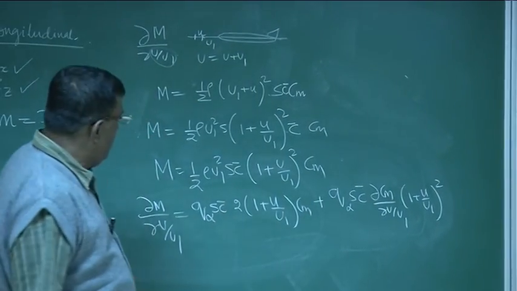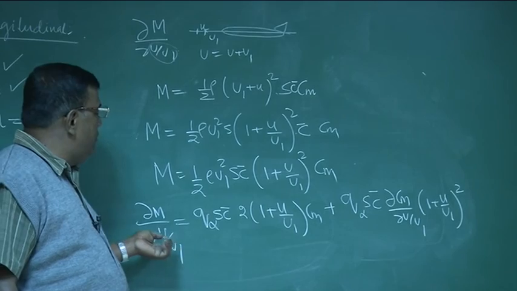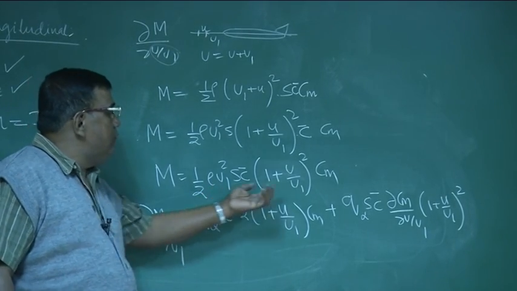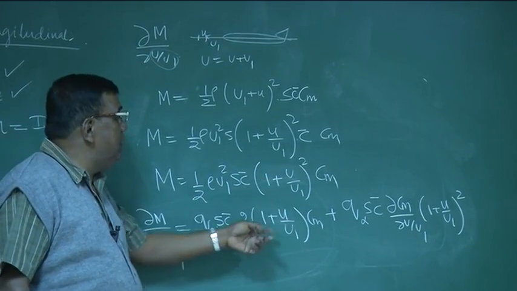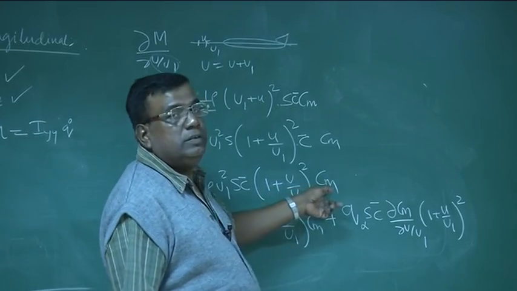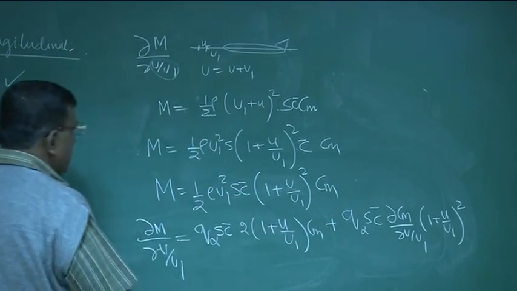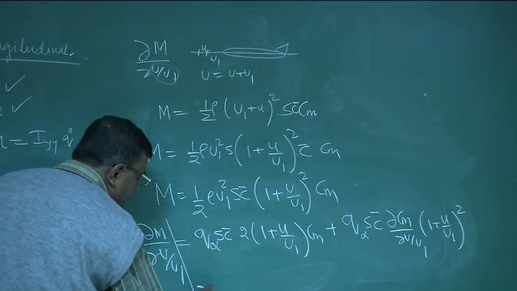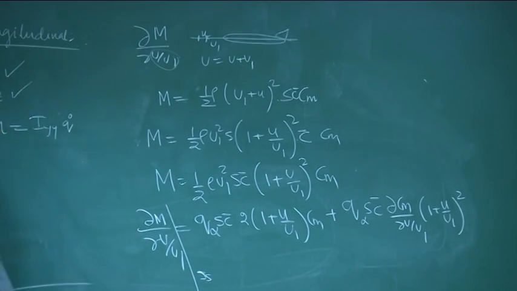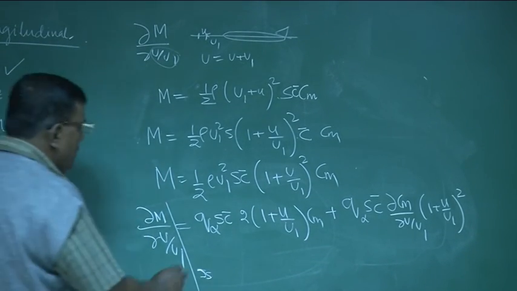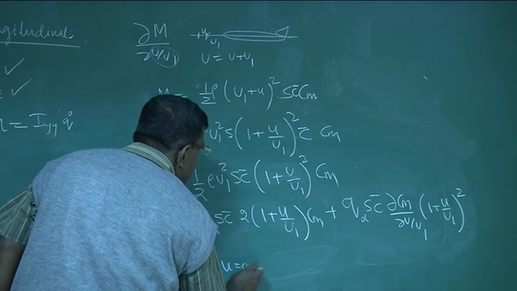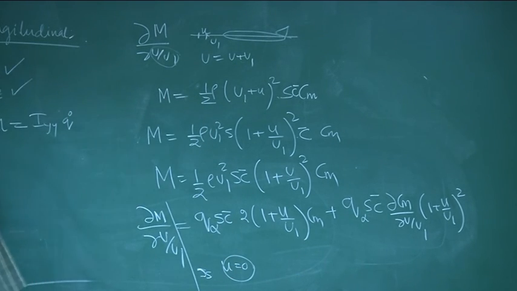First, I am taking the derivative with respect to u by u1. First, this term, this 2 has come here, and then second is Cm. Now, what is the understanding? This should be evaluated at steady state. At steady state, the perturbed u is 0. So what do I get?